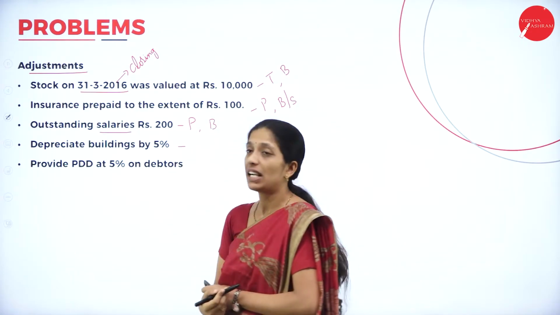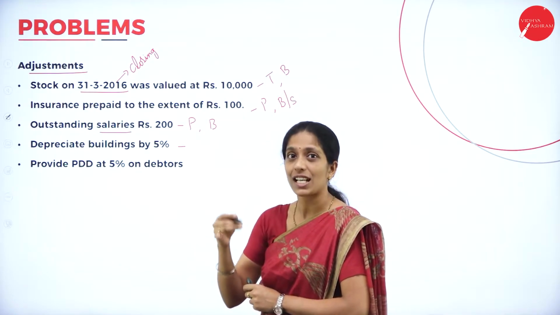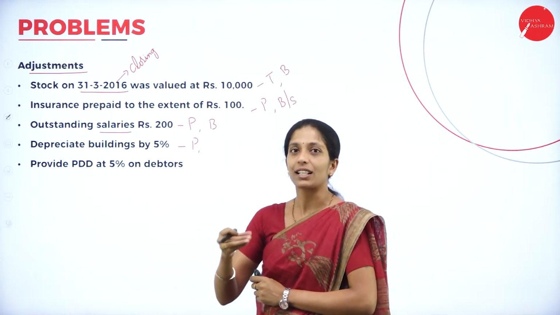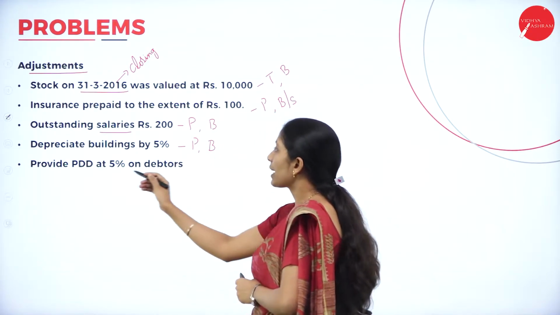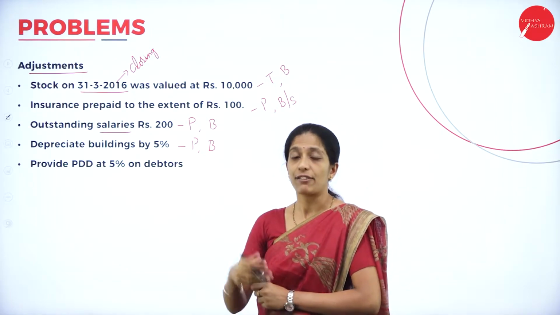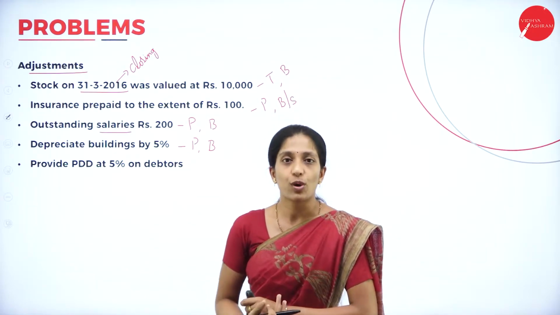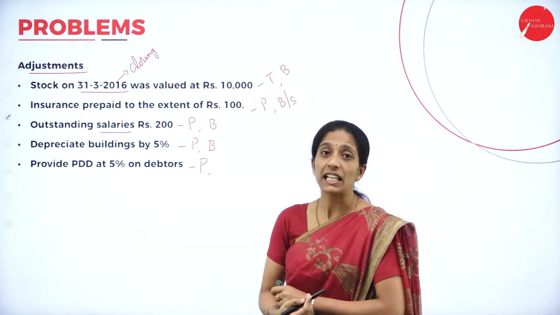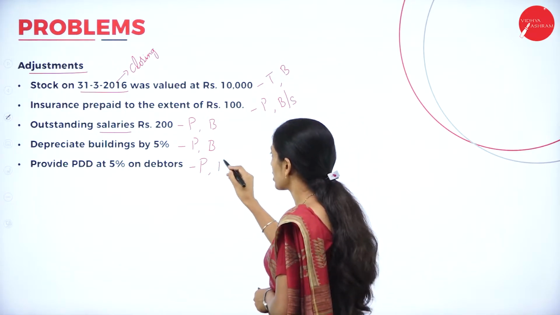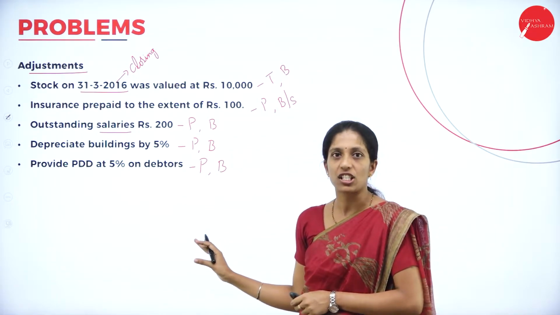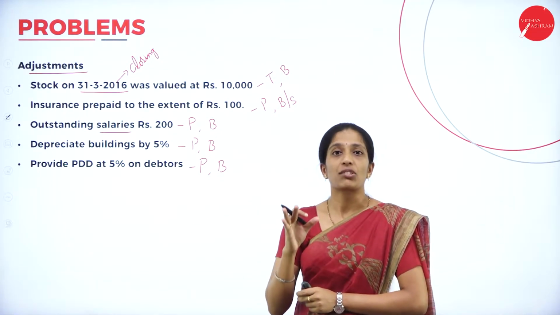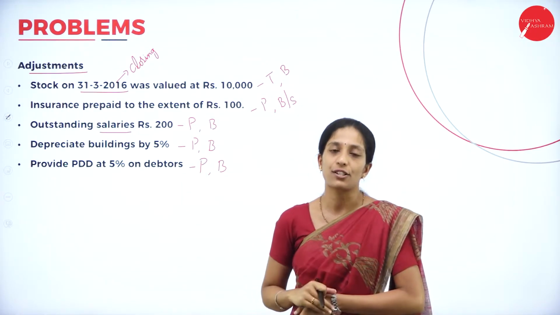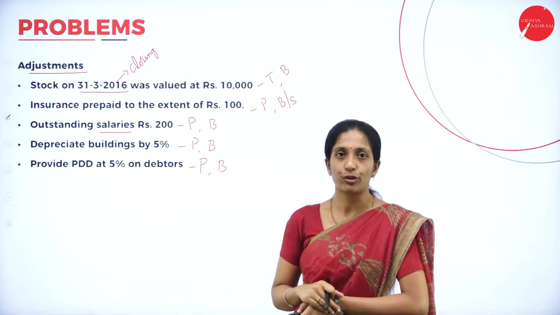Next, depreciate building. So, depreciation is what? It is an indirect expense. So, record it in the profit and loss account and we have to deduct it in the balance sheet. Next one, provide PDD on debtors at 5% on debtors. So, PDD is what? It is an indirect expense. So, we have to record it in the profit and loss account and deduct it from the debtors in the balance sheet. So, hope you are clear about all these adjustments. As I told you, the items in the trial balance should come once in your solution and the adjustments have to come twice in your solution. Okay, now we shall directly go through the solution here.